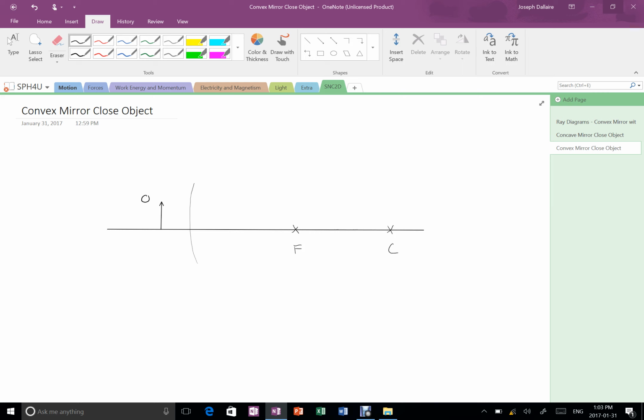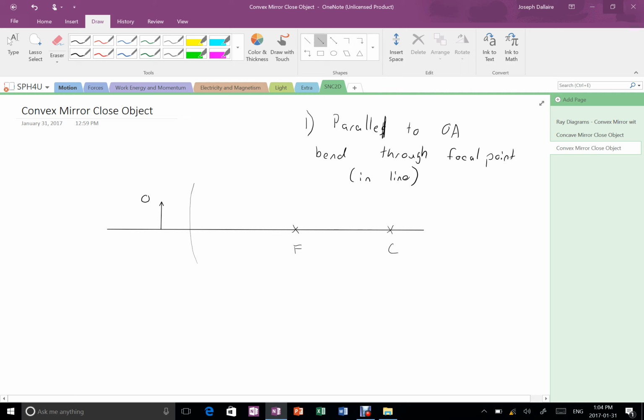Now, we're going to do our three rays here. Number one is going to go parallel to the optic axis, and then it's going to bend through the focal point. Now remember, for these ones with these virtual focal points, they don't really bend through the focal point, they're just in line with it.